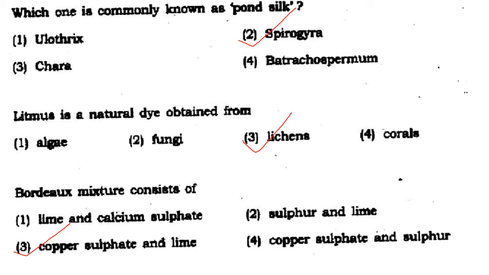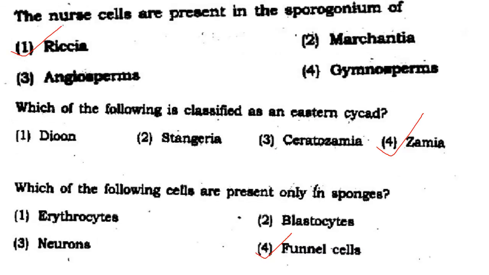Bordeaux mixture consists of lime and calcium sulfate, sulfur and lime, copper sulfate and lime, copper sulfate and sulfur. Answer is copper sulfate and lime. Next one. The neck cells are present in the sporangium of option 1 Riccia, Marchantia, Angiosperms, Gymnosperms. Option 1 Riccia. Which one of the following is classified as an eastern cycad? Example Dioon, Stangeria, Ceratozamia and Zamia. Answer is option 4 Zamia.